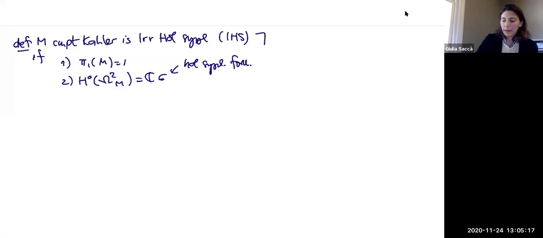These guys are hyperkähler, so they have a hyperkähler metric. And in fact, in this talk, hyperkähler will mean this, even though of course hyperkähler is more general because you can have things that are non-compact. And here I will mostly consider compact things. And so of course the basic examples are K3 surfaces.